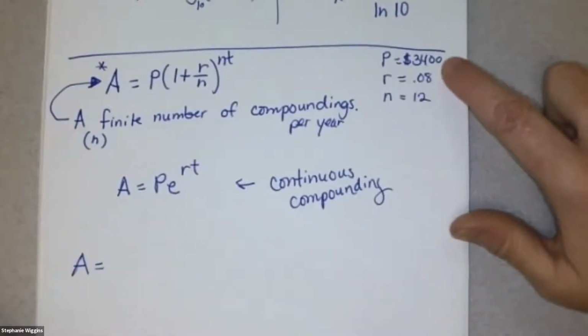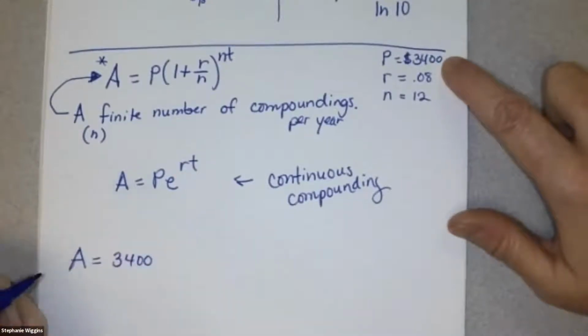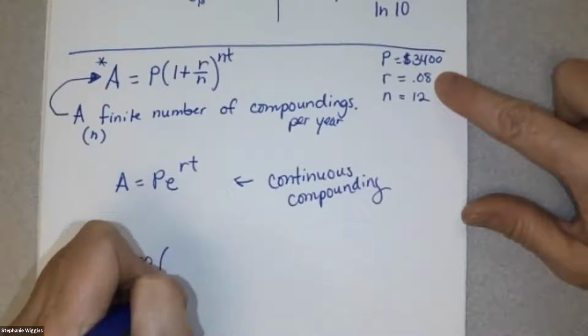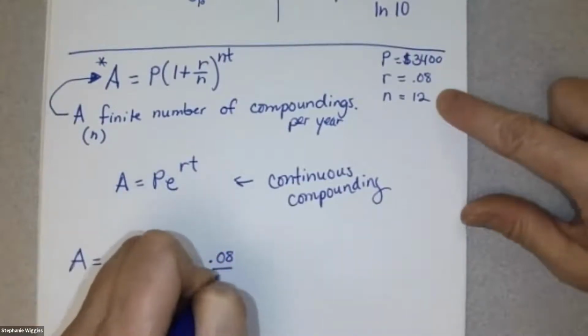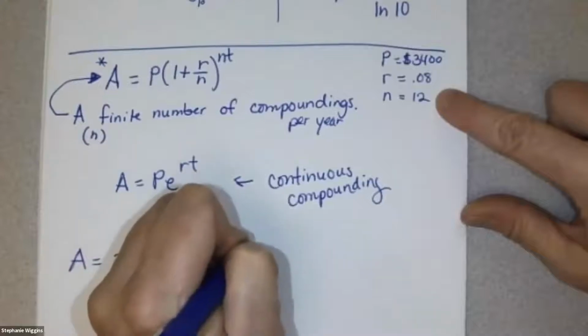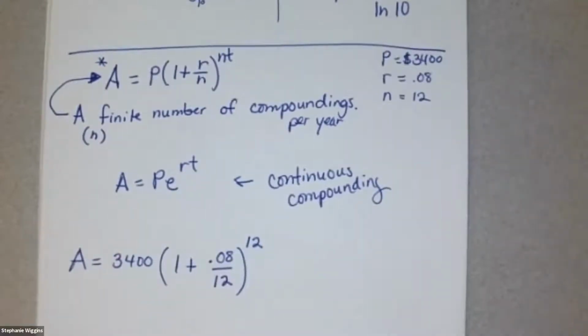P is 3,400. That's the investment. And then you take your interest rate, 8% divided by number of compoundings. And I forget what it said on how many years. Hold on, let me go back.